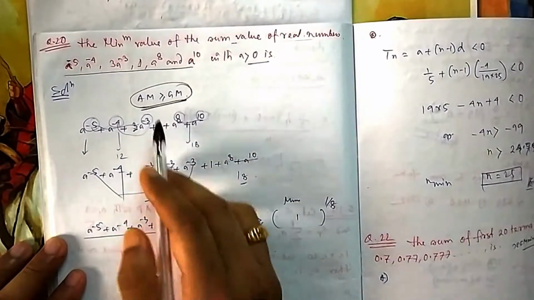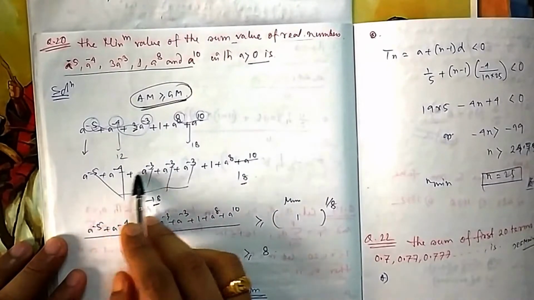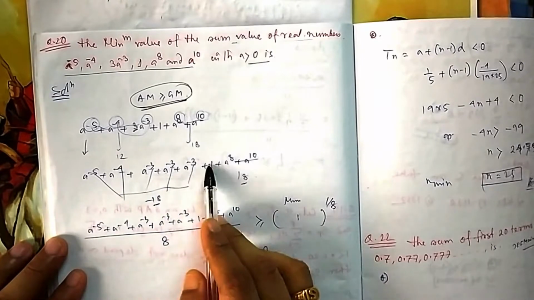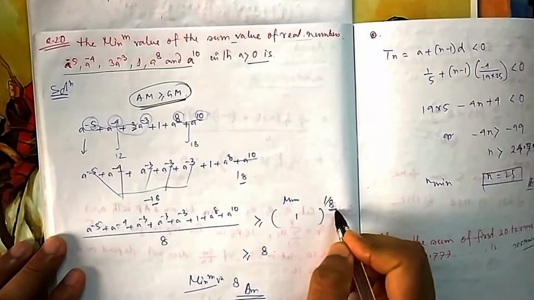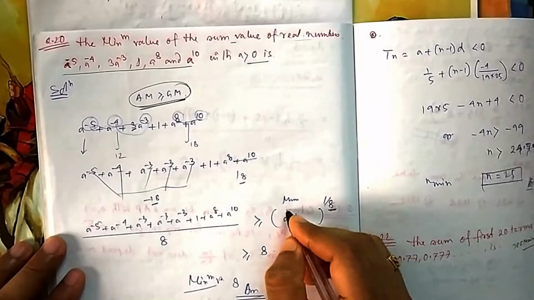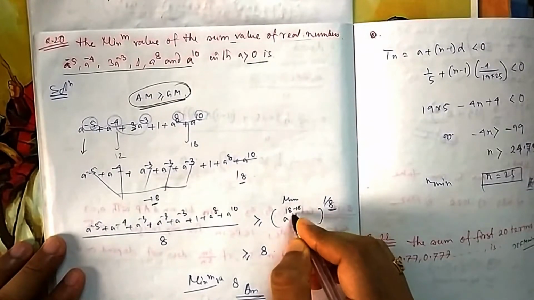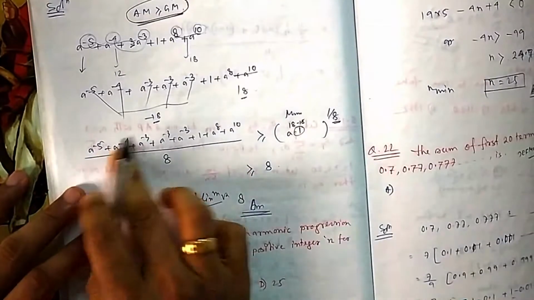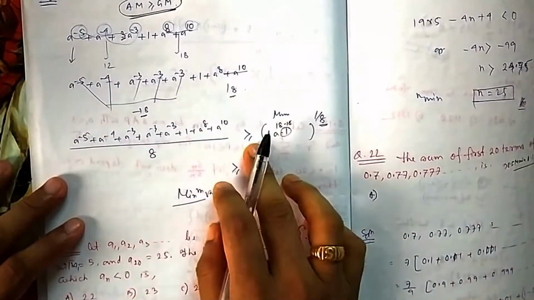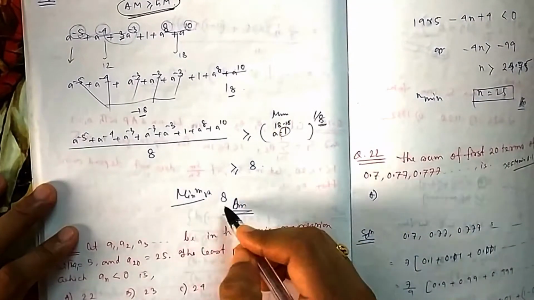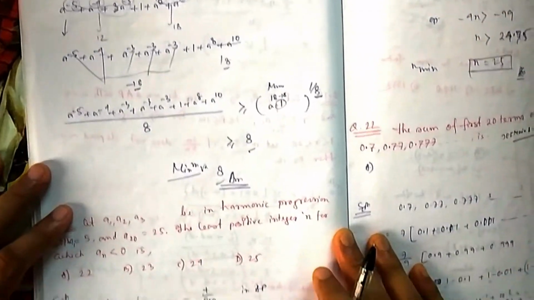So if you apply AM greater than GM, and I am considering all these 3 also as separated, how many terms are there? 1, 2, 3, 4, 5, 6, 7, 8. So it will be the 8th root of the product of all these. If you take the product, it will be A to the power 18 minus 18, so it will be A to the power 0, which is equal to 1. So it was 8 terms, so divide by 8, AM is greater than or equal to the product to the power 1/8. So it is 1, so obviously it is greater than or equal to 8, so the minimum value is 8.